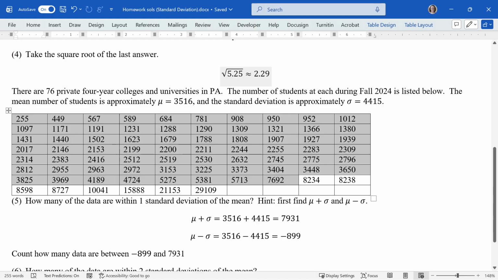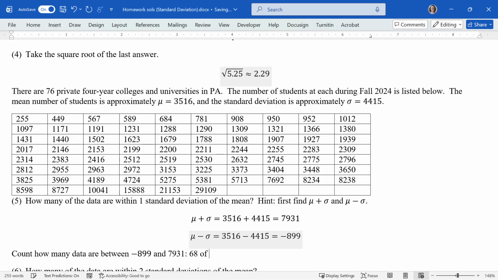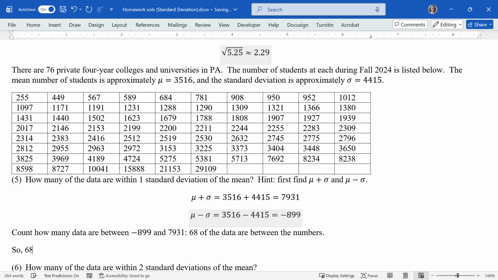Those are the ones that are in the range of those two numbers that I just got. So how many is that? I think it's easier to count if we count the ones that are not in it. So the ones that are not in it are 1, 2, 3, 4, 5, 6, 7, 8. And then there were 76. So I think 68. Yeah, 68 of the data are between the numbers. Okay, so 68 of the data are within one standard deviation of the mean. That's what this means.